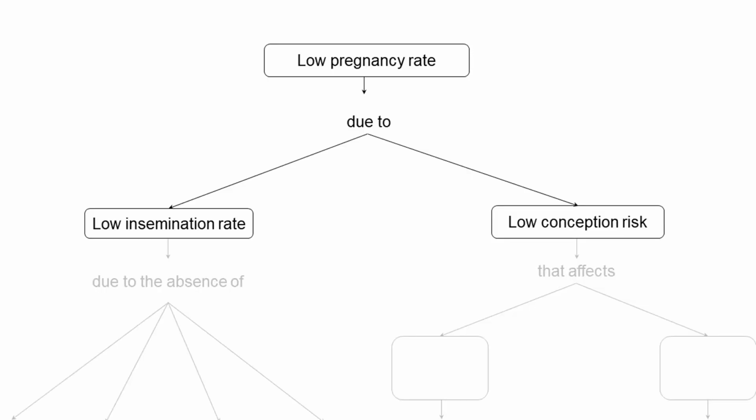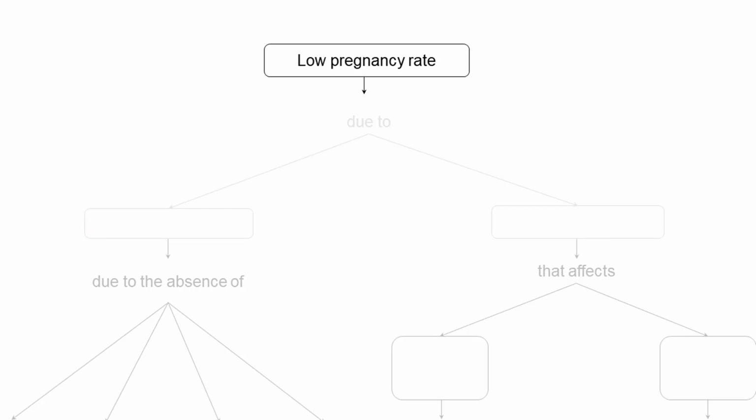The pregnancy rate is influenced by two principal components, the insemination rate and the conception risk. As the insemination is easier to evaluate and often easier to fix, it is logical to start with it. A low insemination rate will result in a low pregnancy rate because, as you know, a cow will not get pregnant if she is not inseminated. It is consequently very important to investigate a low insemination rate.